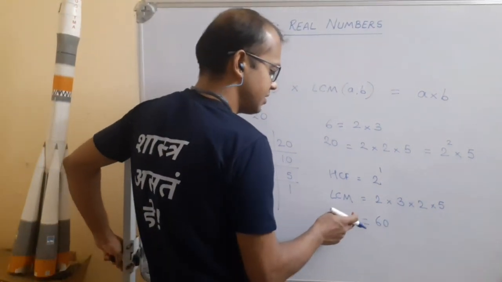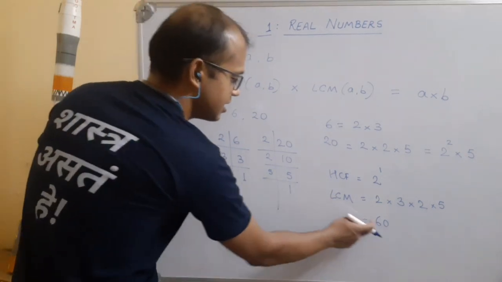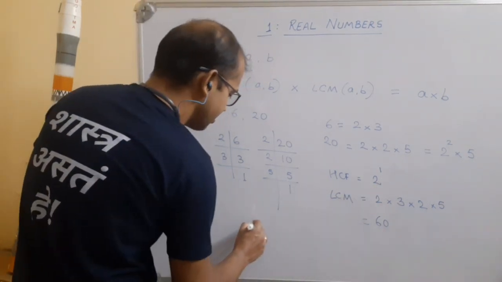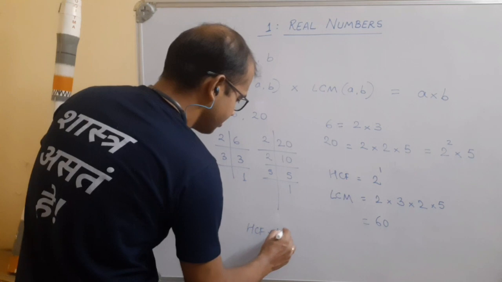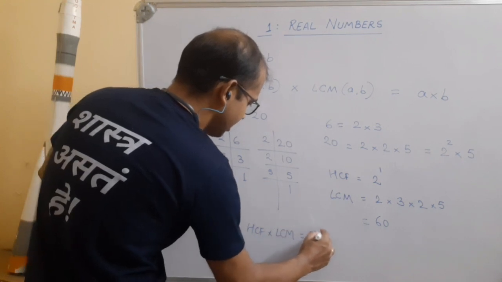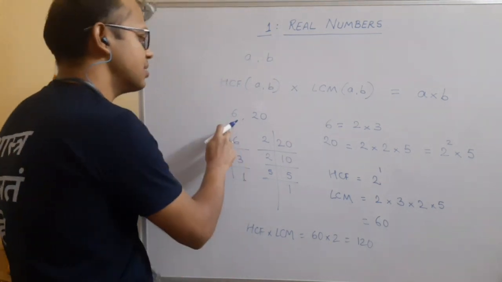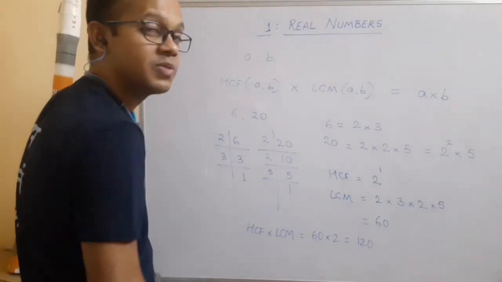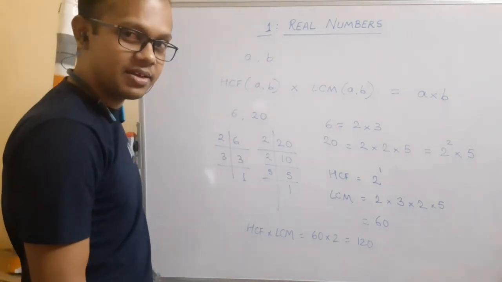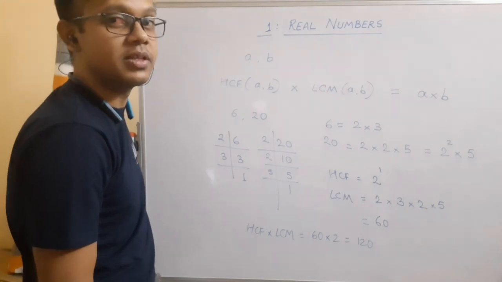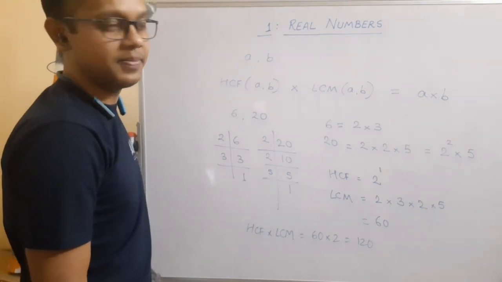Fine. Let us find the product of the HCF and LCM. 60 times 2 is 120. And if you take the two numbers 6 and 20, their product is also 120. So this is an interesting result that we derive from the fundamental theorem of arithmetic.